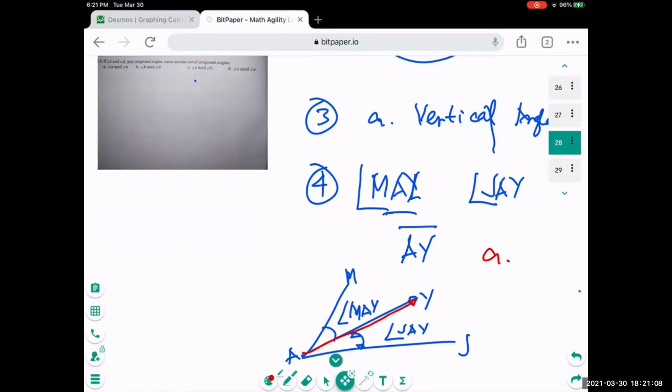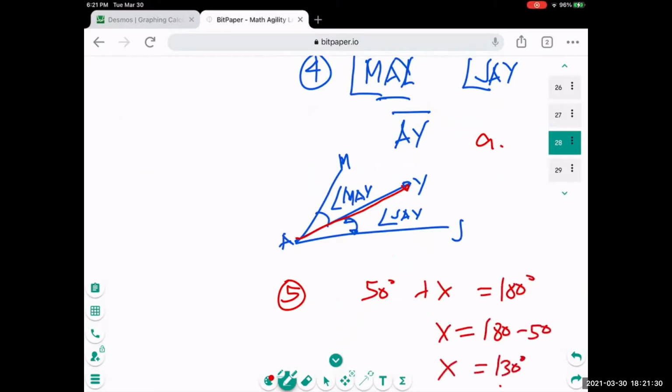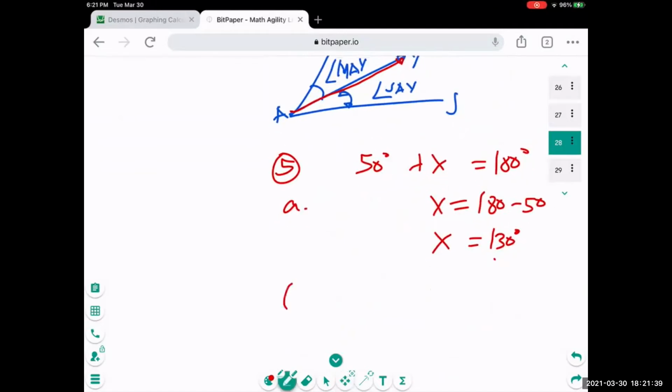In a linear pair, if one angle is 50 degrees, what is the measure of the other angle? If they are a linear pair, then the sum would be 180 degrees, right? So 50 degrees plus x equals 180. So x would be 180 minus 50. So the answer should be 130 degrees. And that is letter A in question number 5. Okay, let's go to question number 6.